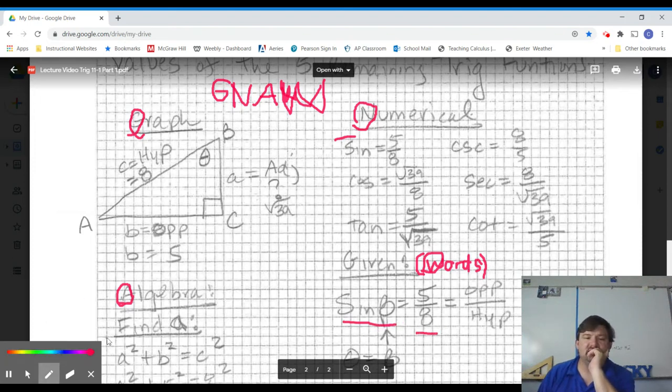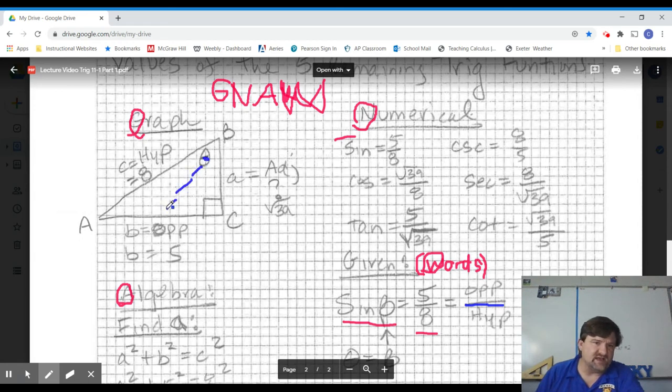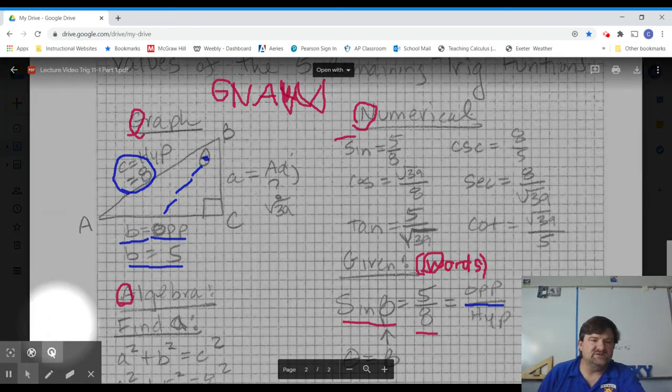So that tells me that I have opposite over hypotenuse, which means that the opposite side is equal to 5 and the hypotenuse is equal to 8. So if I go up here and label my triangle, angle B is where my eye is. So I'm looking across to the opposite side, and I know from the equation that the opposite side is 5. So b is equal to 5. And then I also know my hypotenuse is 8, and it's always across from C, so I know that c is equal to 8.